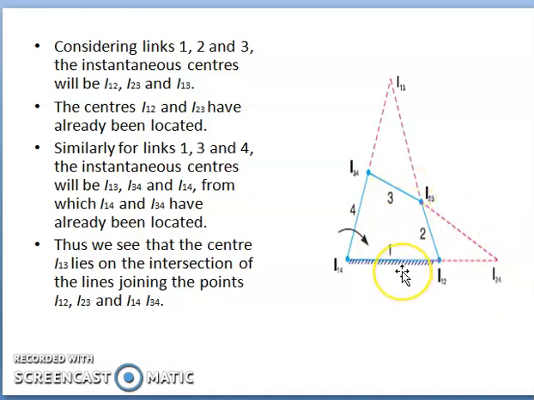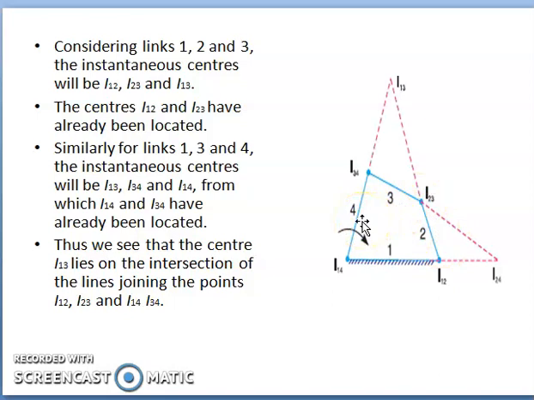So let us take link 1. We are going to take links 1, 2 and 4. So what are the various instantaneous centers? I14, I12, and the third combination is I24. So by Kennedy's theorem, they lie on the same straight line. So if you extend I12 and I14, the I24 will be lying on the same extended line, according to Kennedy's theorem. Now take the other combination, that is 2, 3 and 4.